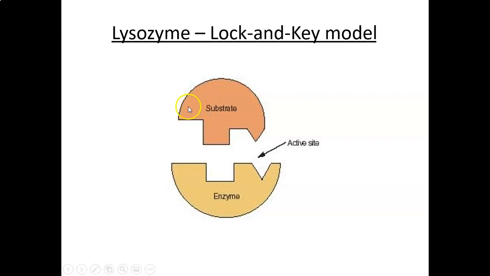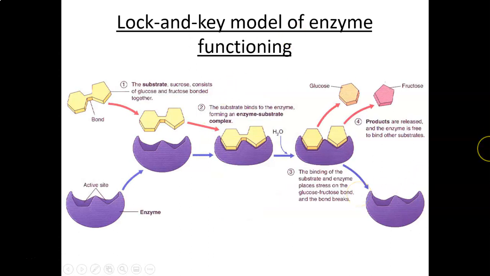Here we have the lock and key model. This is what we often start with in biology. We have the substrate, the thing that's going to be reacted on, and we have the enzyme here. Notice that the active site matches perfectly with the substrate. It's going to fit in like a lock and key. This is really important. You should copy this slide, have this somewhere, and be able to explain how this model shows enzyme functioning.